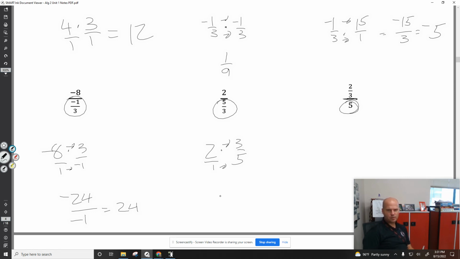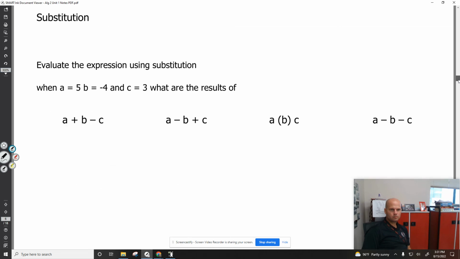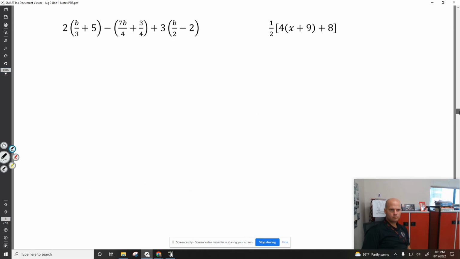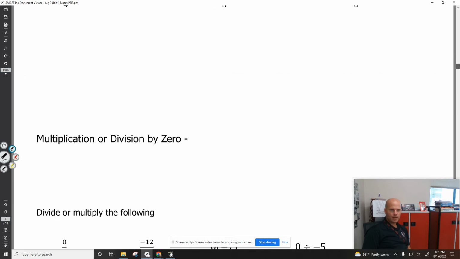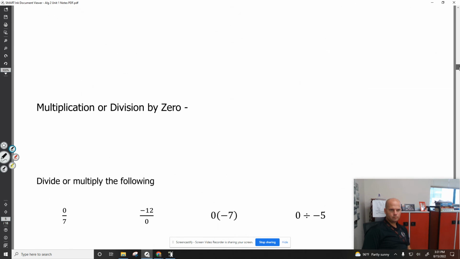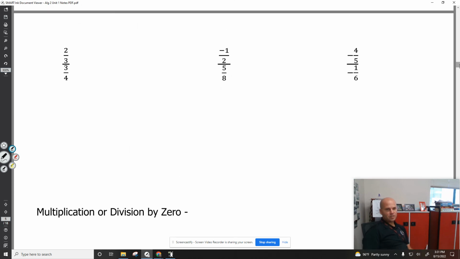2 times 3, 5 times 1, 6 fifths. 2 over 3 times 1 over 5. Flip this, 2 15ths if you multiply across. And I think I stop soon. After multiplication and division by 0. Fraction divided by a fraction, again, flip this and multiply.